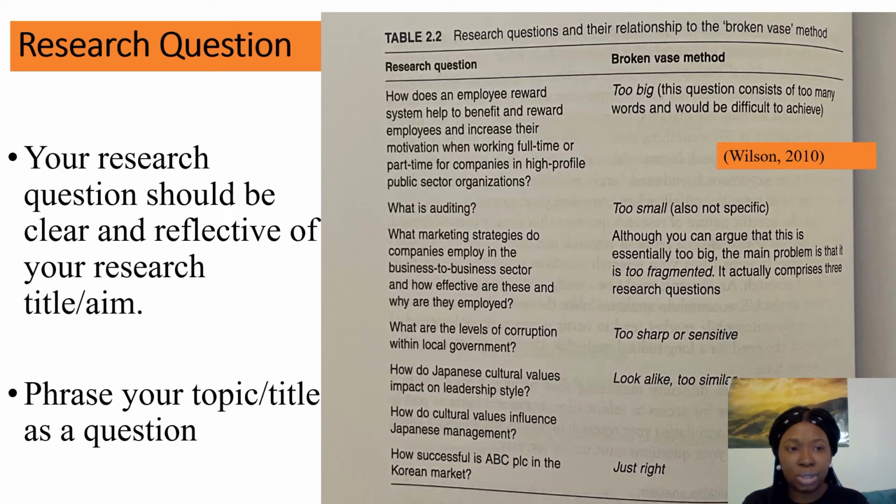Right. So your research question, you could just phrase it as a question drawing from your research title. It should be really clear and should be reflective of what your research aim is. You could take an example from the broken vase method. You don't want something that is overly big, like I said before, or something that is so tiny that's not really as specific, or something that's too sharp or sensitive. It just wants to be right.